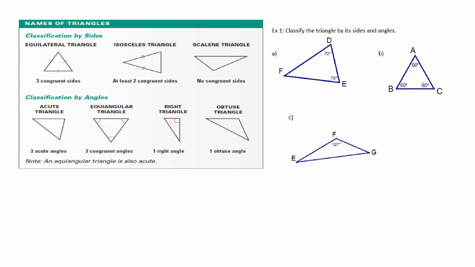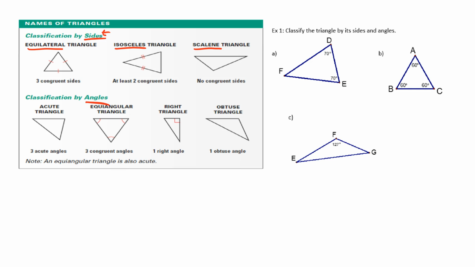Okay, welcome back. So we're going to talk about classifying triangles, and as I said before, we classify triangles by 2 things: their sides and their angles. So let's talk about the 3 different ways you can classify triangles by their sides. So those ways are equilateral triangle, isosceles triangle, and scalene triangle. So basically you're just looking at, are all the sides the same? Are 2 of the sides the same? Or are none of the sides the same?